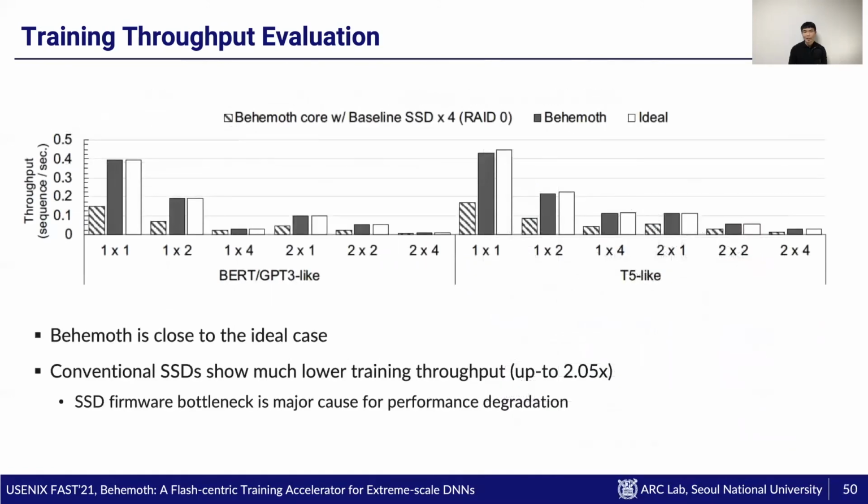Here is the evaluation result for training throughput. Behemoth is close to the ideal case where there is zero overhead from memory system accesses, whereas Behemoth core with 4 conventional SSDs shows much lower training throughput compared to Behemoth with FMS. And the firmware bottleneck of conventional SSDs is a major cause of the performance degradation.